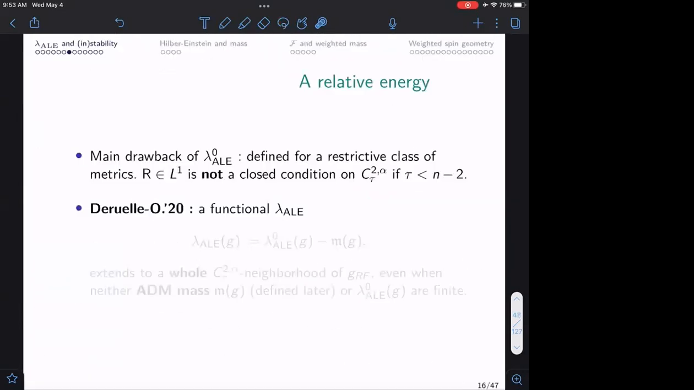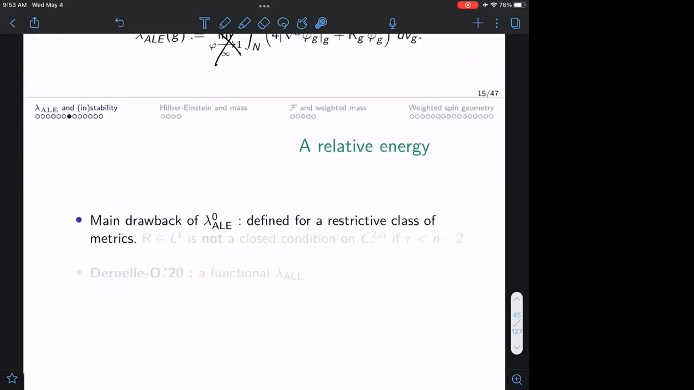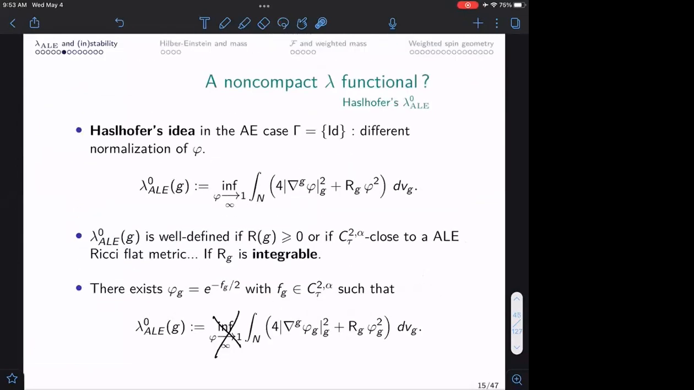Sorry, can I? Yeah. Go back a slide to see the definition of this. Yeah. So am I right? I guess if it's scalar flat, this number is just zero. Yeah, it gives you zero. Yeah, and scalar flat will be a case of interest. Yep. So yeah, when scalar curvature is zero, then the minimizer is just phi equals one or f equals zero, and the functional will just be zero.